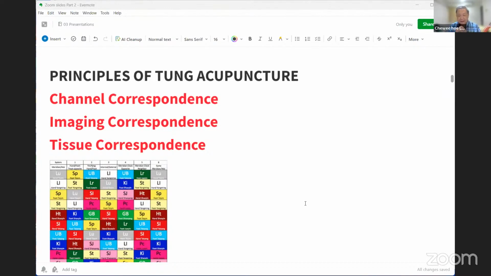If you ask a reflexologist, what can you treat? He will say, everything. If you ask a scalp acupuncturist, what can you treat? He will say everything. All right. So this is the coverage of each zone, making Tung very beautiful.